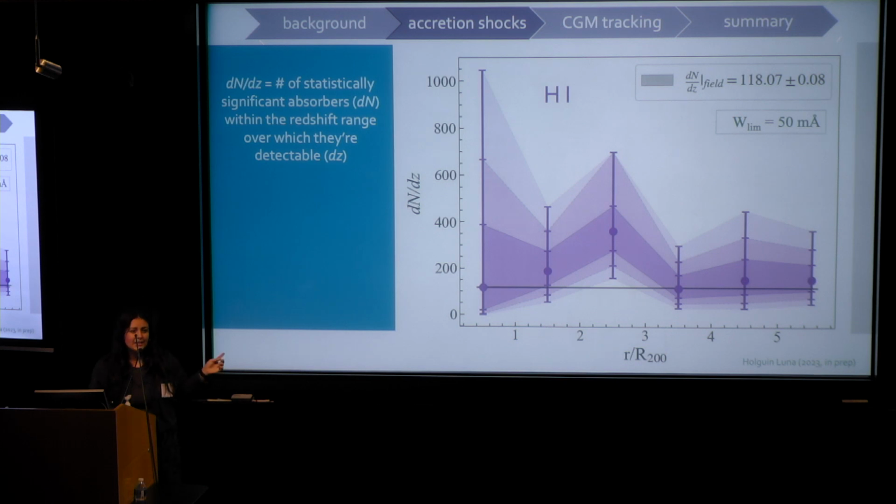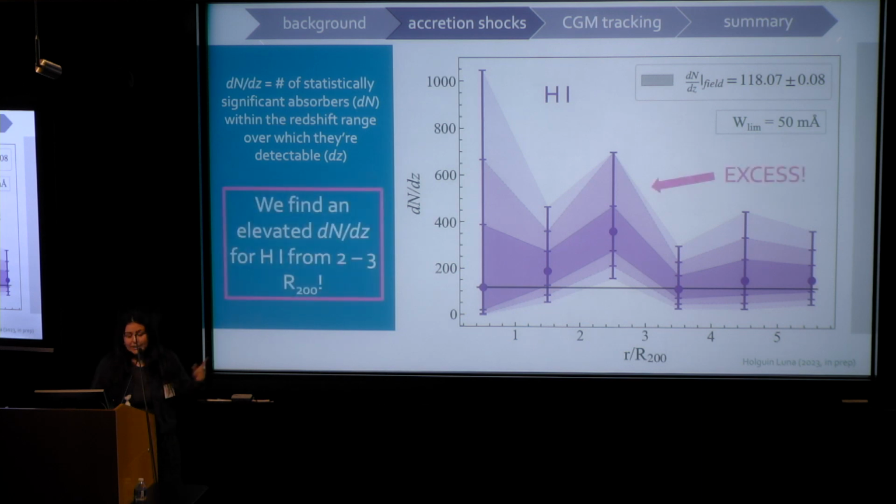So dN/dz here is essentially a statistical way to show the statistically significant absorbers of H1 within the redshift range over which they're detectable. So you could think of it as the number of H1 absorbers that we've detected. And I have identified this excess between 2 and 3 R200. So the amount of H1 we're detecting within this range between 2 and 3 R200 is above what this black line is showing, which is the value we would expect to get.